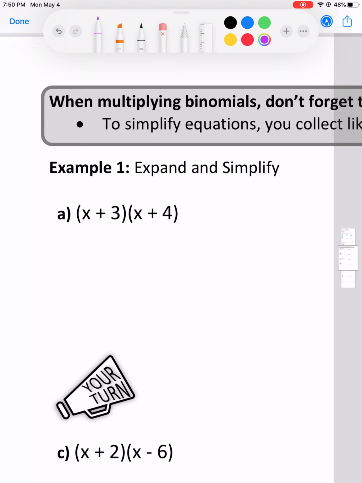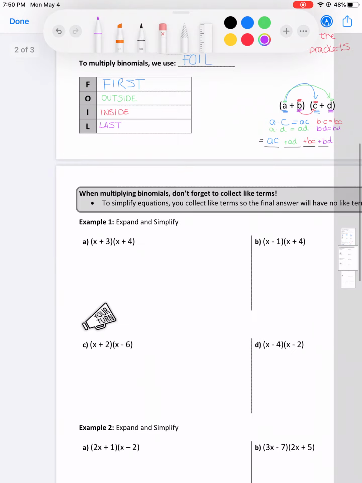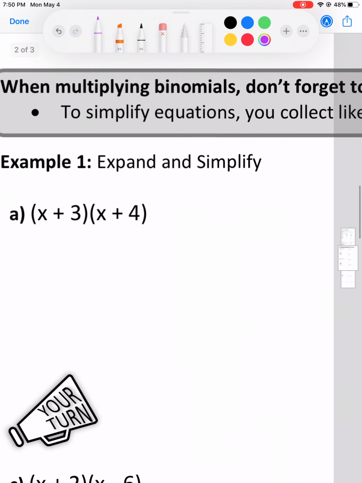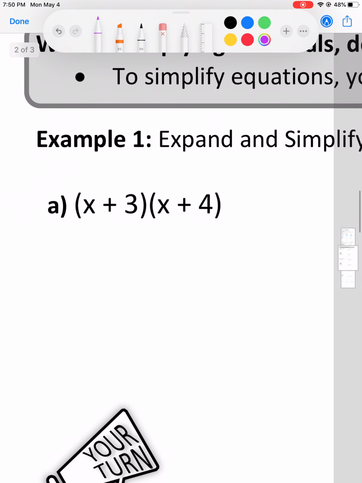So expand and simplify. So we're going to do the same thing again. Now, what I'm going to show you, I'm going to really break it down. And there are extra things I'm going to show you, which you don't always need to do. Okay? So, first thing we have is first. So, let's keep the colors the same for now. So, first.